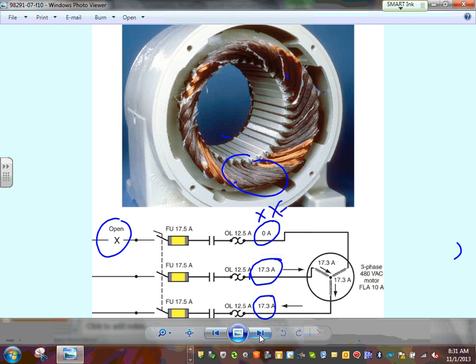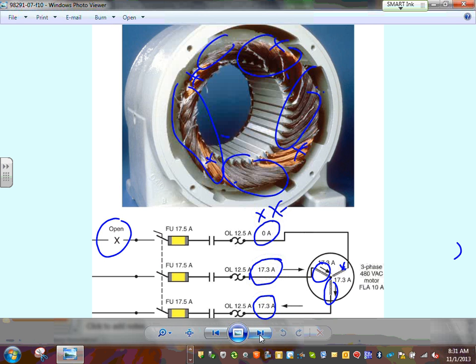1 phase will get burned, 2 phases will get burned. Can you guys see that? These 2 phases will get burned, and 1 phase will not. Can you guys see that? These coils belong to 1 phase. Which phase? That one. So this will burn, this will burn, and this will not.